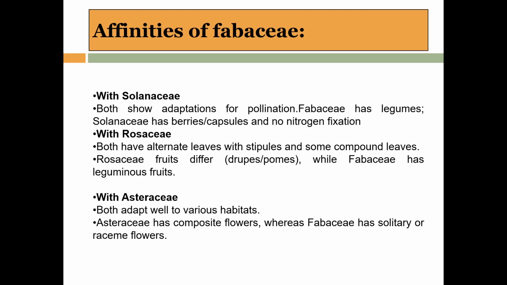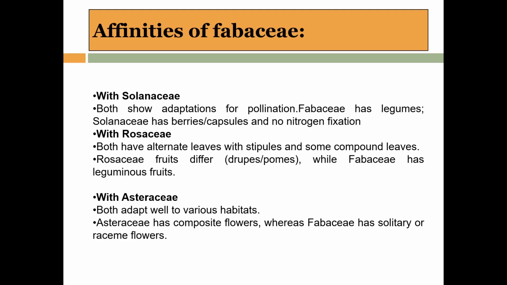And if we see the affinities of the Fabaceae family, they have affinities with the Solanaceae, as both show adaptations for pollination, while Fabaceae has legumes and the Solanaceae has berries and capsules, and non-nitrogen fixation. Both have alternate leaves with stipules and some compound leaves. And with Asteraceae, both adapt well to various habitats. Asteraceae has a composite flower, whereas the Fabaceae has solitary or other flowers. So there are some affinities of Fabaceae with other families like Solanaceae, Rosaceae, and Asteraceae.